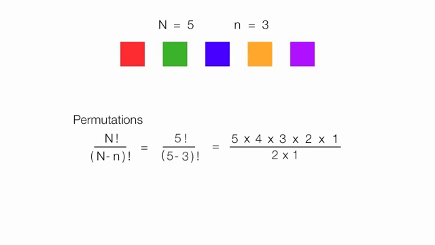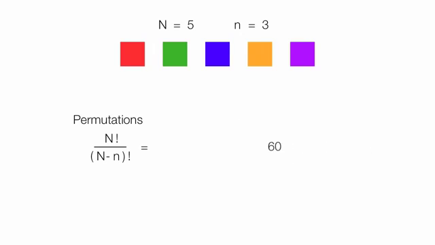Let's make it easy on ourselves. Look for things to cancel. I can cancel 2 times 1 in the denominator and the numerator. It leaves me with 5 times 4 times 3, which is simply 20 times 3, which is equal to 60. So these 5 objects, picking 3 at a time, can be organized 60 different ways.